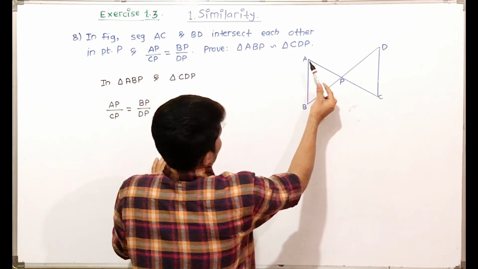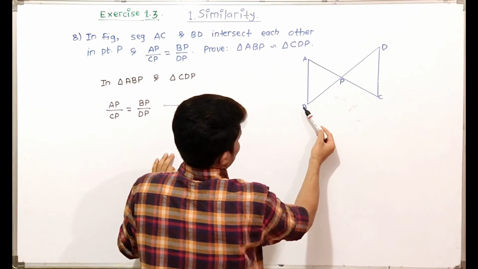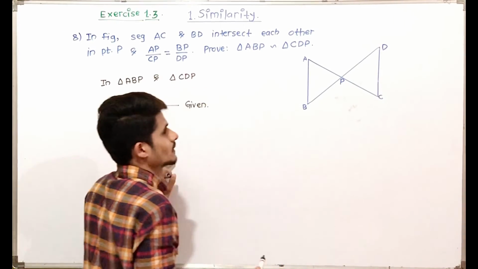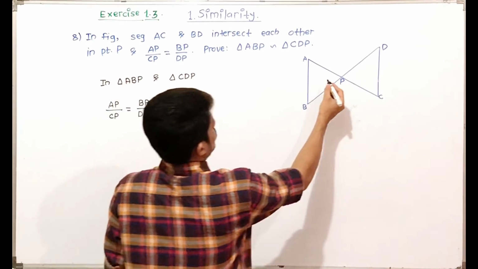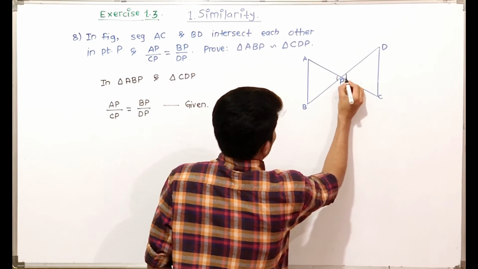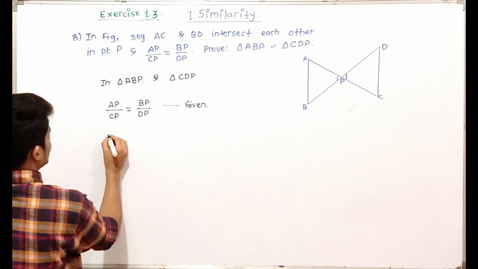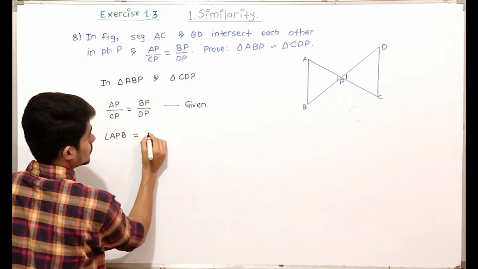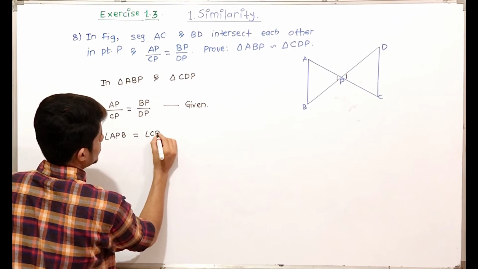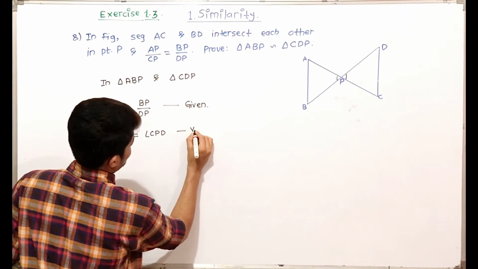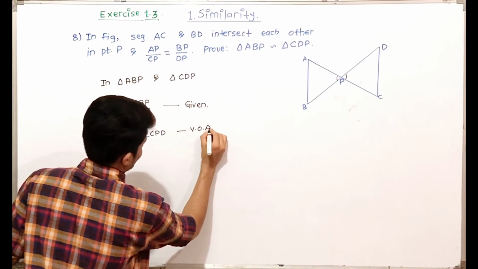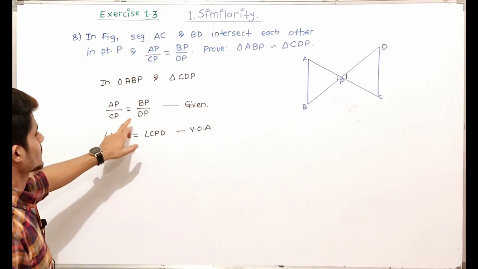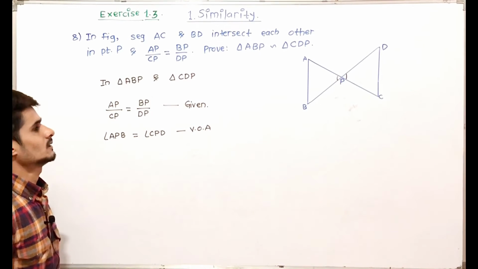And angle APB is equal to angle CPD. Why? Because they are vertically opposite angles. Angle APB is equal to angle CPD, vertically opposite angles. Now we have two sides in proportion and we have one angle equal.